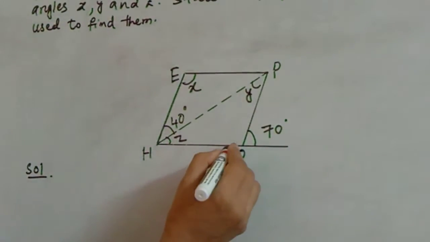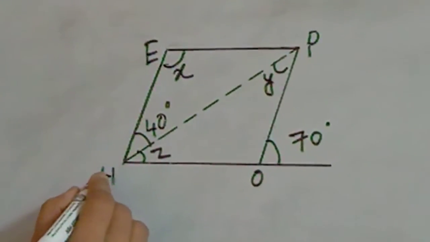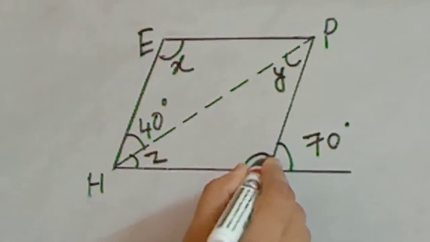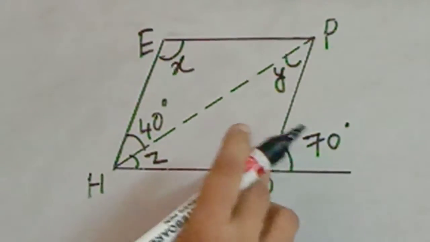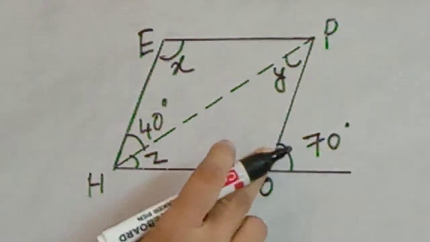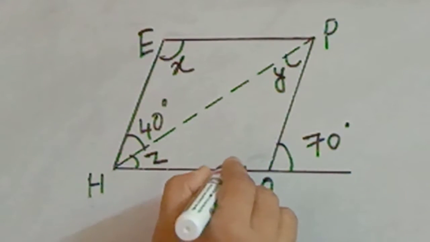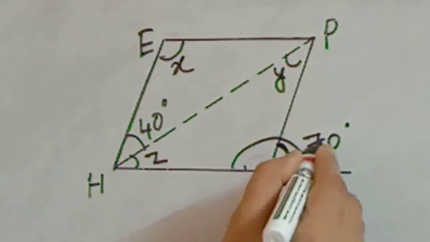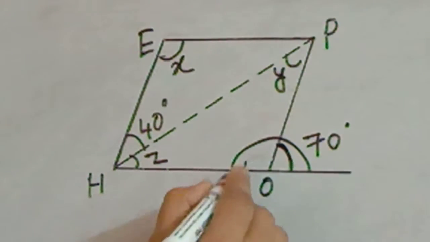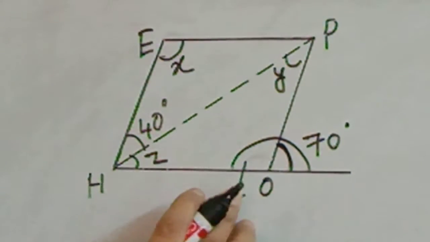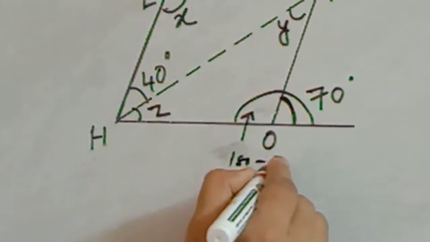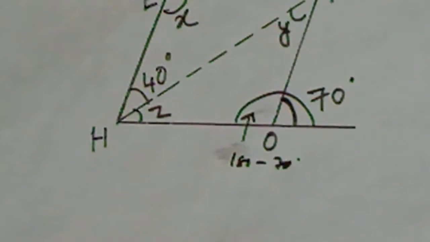Now we want to find the angle HOP, because if I find this angle, which property do you want to use to find it? See, it is a straight angle, and this portion is given as 70 degrees. So easily you can find this angle: 180 minus 70. This is a linear pair.